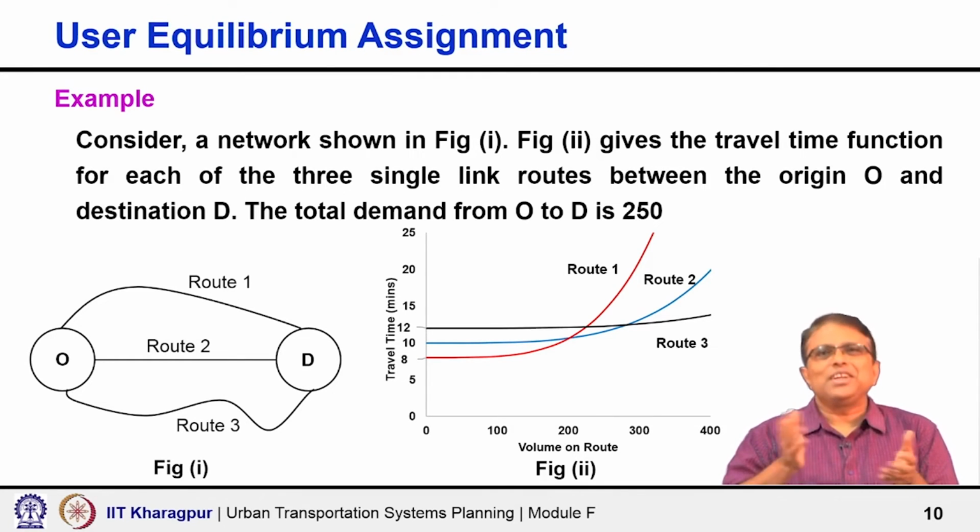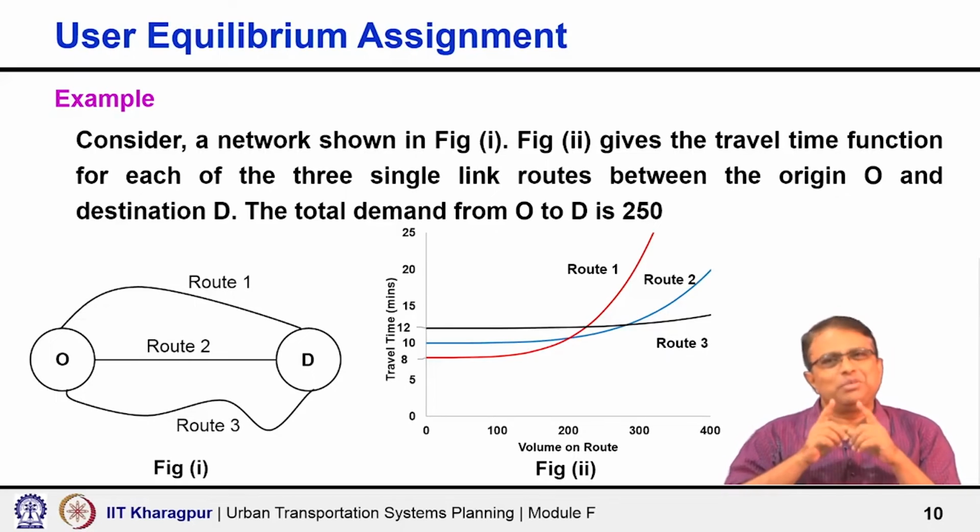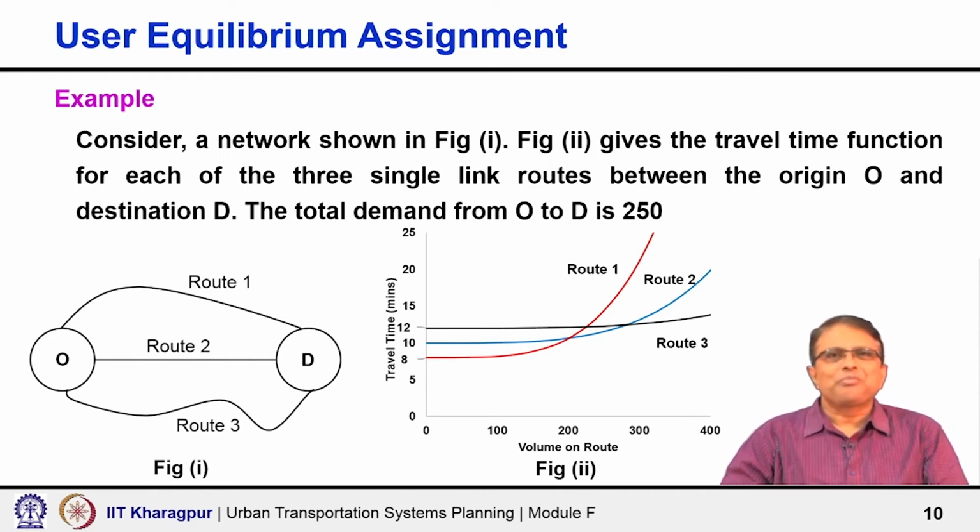Maybe the route lengths are different. In all possibility, you see a road passing through a busy city area, that is the shortest route, but having the least capacity for various reasons. Whereas a bypass route may be longer but have higher capacity. So, it happens. Now, if I have to distribute 250 flow, how are they likely to get distributed?